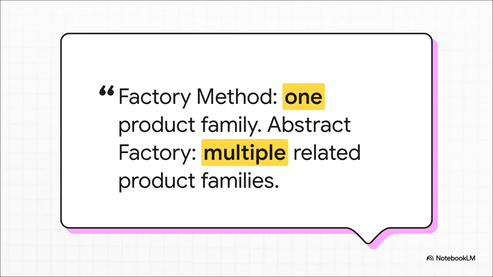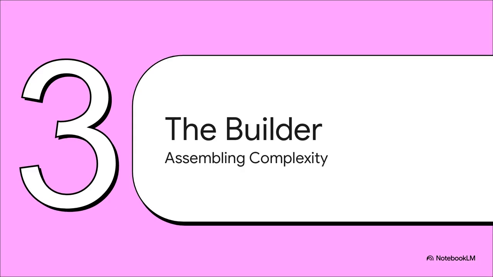And here's a super valuable takeaway, especially if you're prepping for interviews. The simplest way to remember the difference is this. Factory method creates one thing. Abstract factory creates a whole kit of related things. Getting that distinction right sounds simple, but trust me, it's super powerful. All right, so factories are amazing for deciding which object to create.